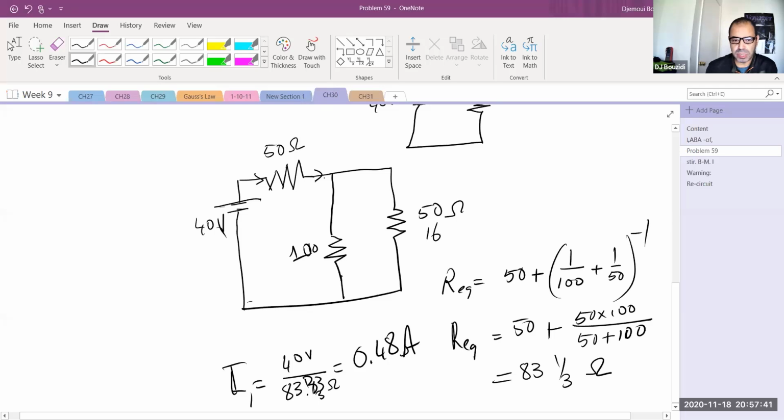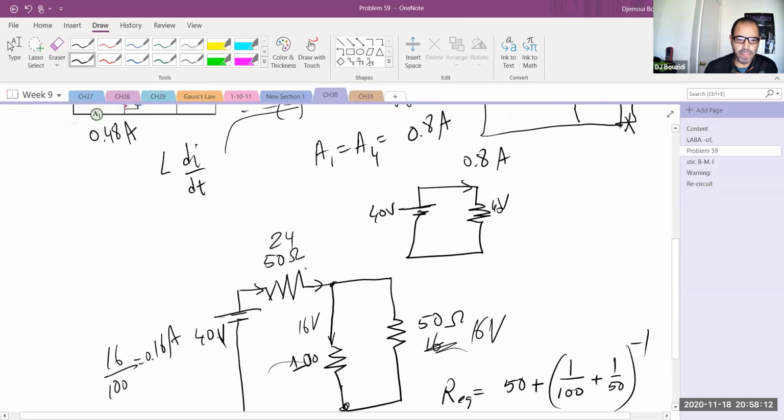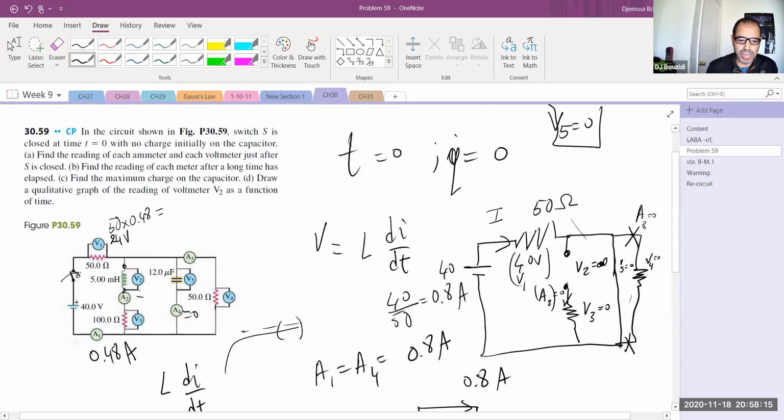16 volts must be read by this voltmeter. So there is a 16 volt, because 16 plus, no, not this diagram, I'm sorry, the one in the bar. This is the ohms, yeah. 16 volts is here and 24 volts in here. By the way, 16 volts is also here too, because these are in parallel, they have the same voltage. So I have 16 volt in here. How much current is running through this one? It's 16 divided by 100. So it's going to be 0.16 amps read by A2, the ammeter in here.